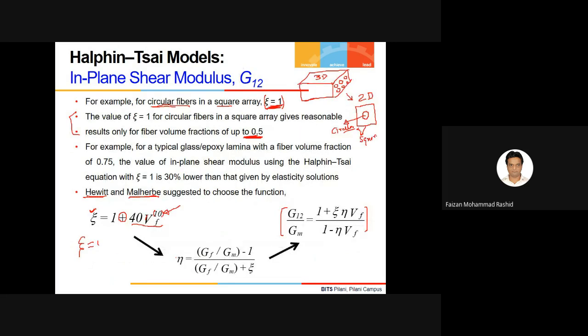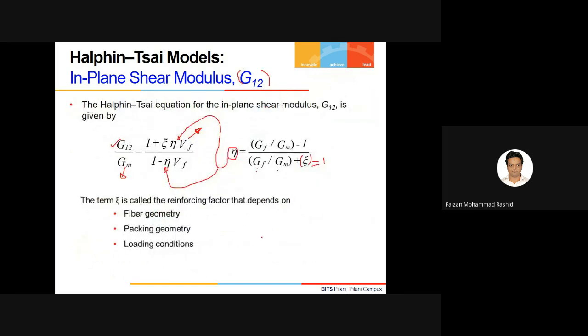So we saw, maybe I'll summarize here, the mechanics of material and semi-empirical approaches. So it was very easy. But the approach was good for only E1 calculation. For E2 and G12, this was not correct. So from then we came to a semi-empirical formulation.